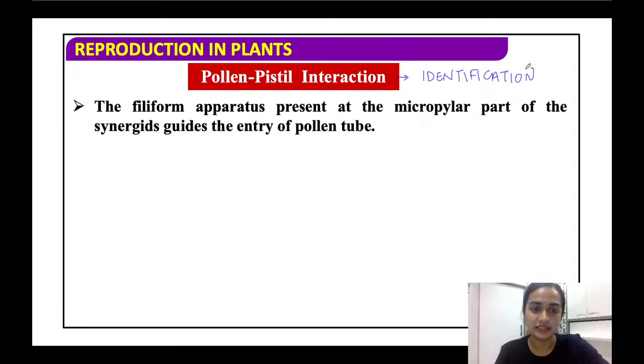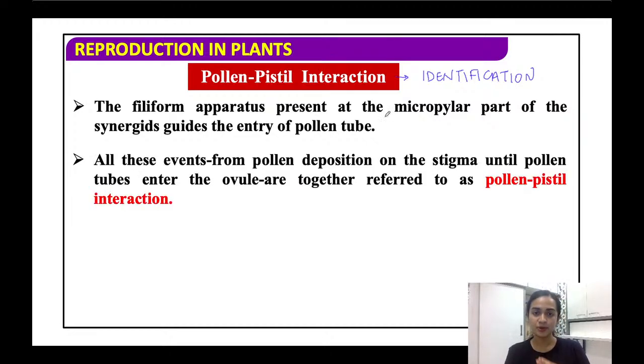So what happens here is the filiform apparatus. The filiform apparatus is present in the micropylar part of the synergids. What is the micropylar? You remember the structure of the female gametophyte: at the bottom, there are three synergid cells. That region below is the micropylar region. So this will promote the entry of the pollen tube.